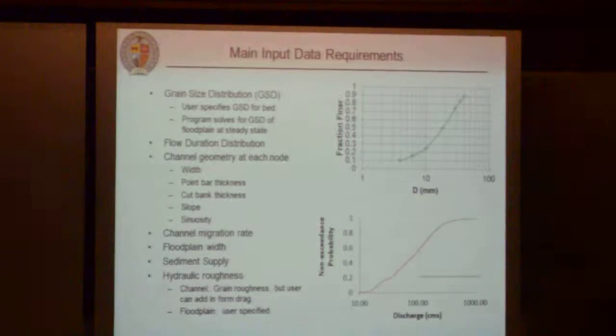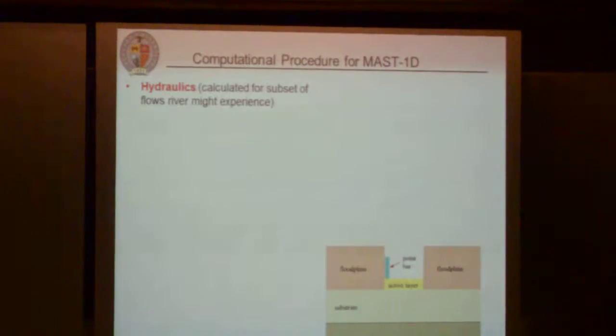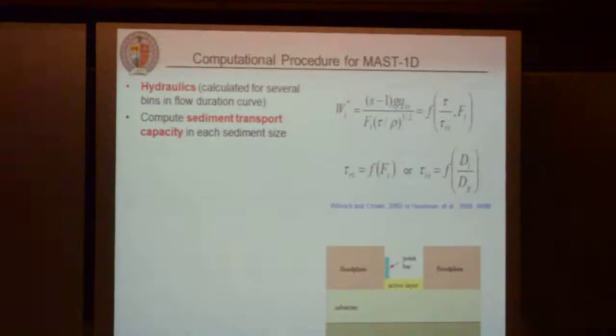Main input parameters, it's actually not much more complicated than the toy model. You have to have a grain size distribution now, but otherwise we just need the flow duration distribution, which is what we need for the toy model. You need channel geometry, we needed that for the toy model. We need a migration rate, we needed that before. Floodplain width, sediment supply, all of these things we needed in the model before. Okay? So stepping through it really quickly, we do the hydraulic calculations, range of flows. Once we have that, we do sediment transport, Wilcox and Crowe, at each of those flows.